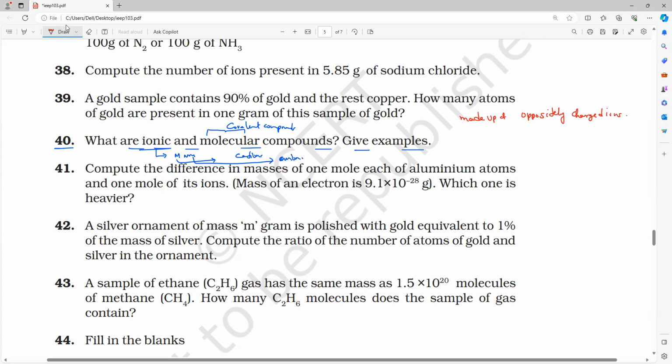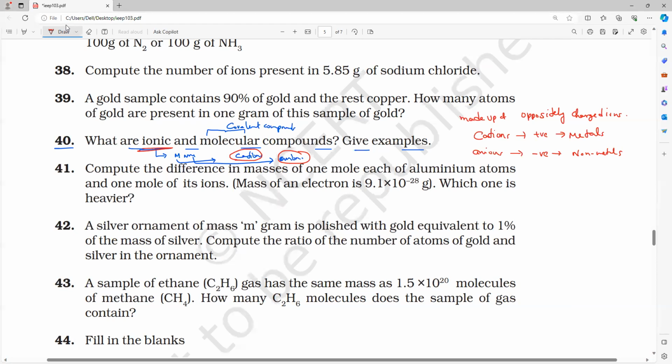Oppositely charged ions, everybody. One is cations, another one is anions. Cations are positively charged, anions are negatively charged. Cations are formed by metals, anions are formed by non-metals. That is what we call ionic compounds.